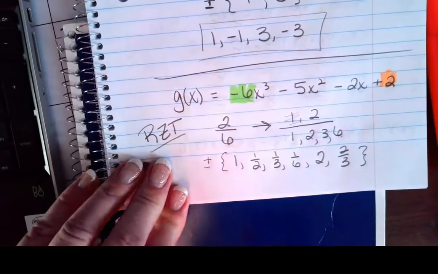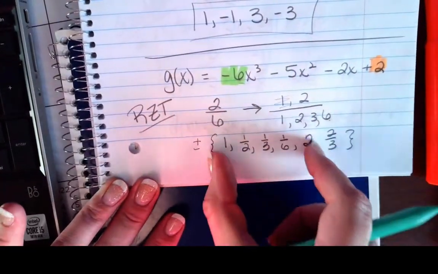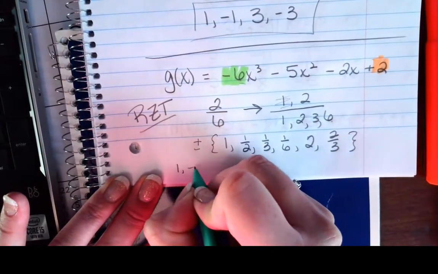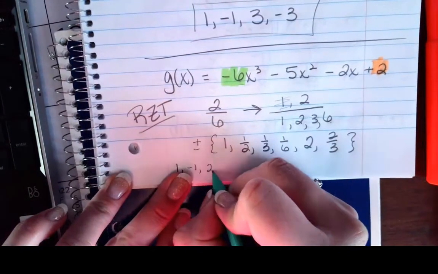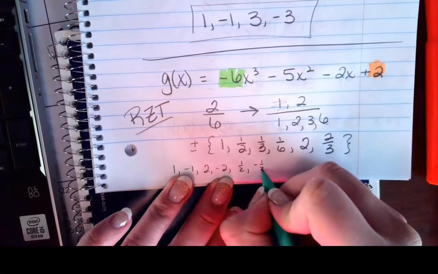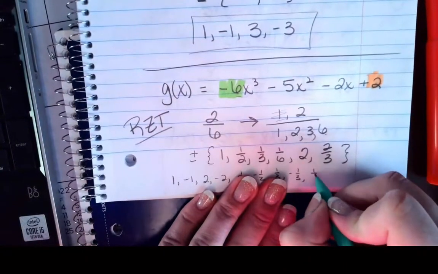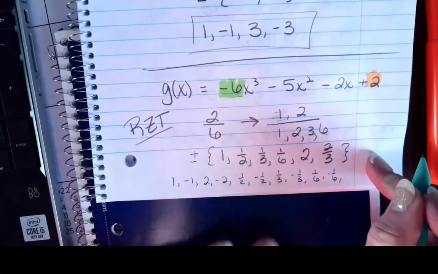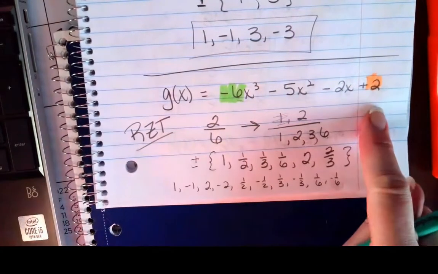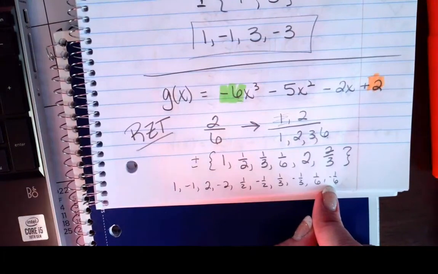So how do I list this thing out? And just to be methodical, I'm going to put it in somewhat of an order. I'm going to do the whole numbers first, and then I'm going to do the fractions. So I've got positive 1, negative 1. I got positive 2, negative 2. I got positive 1/2, negative 1/2. Positive 1/3, negative 1/3. Positive 1/6, negative 1/6. And that's it.